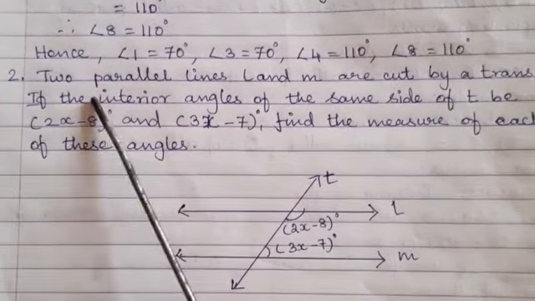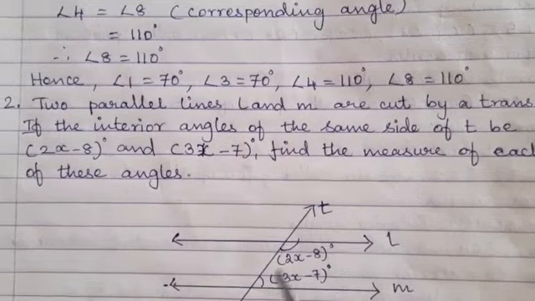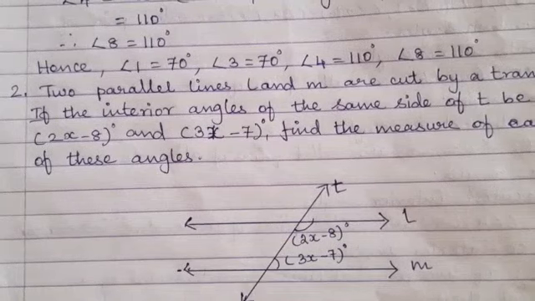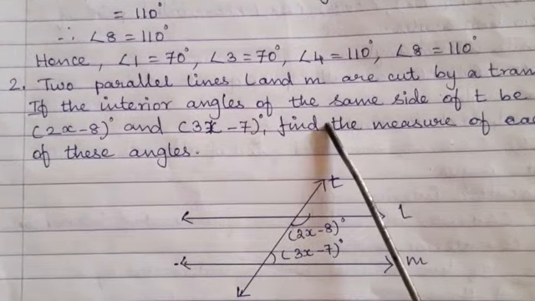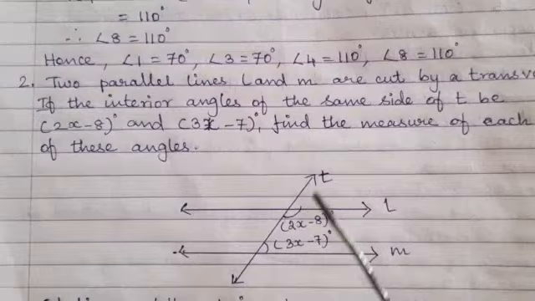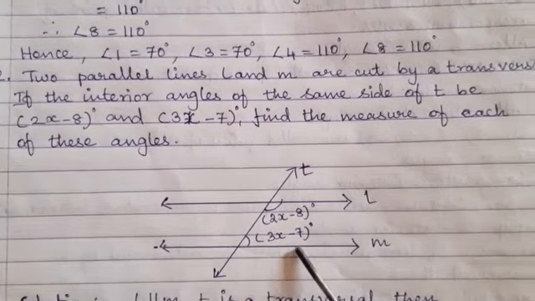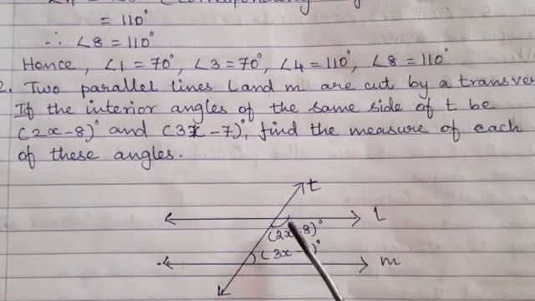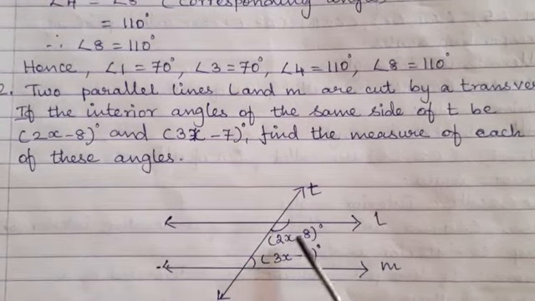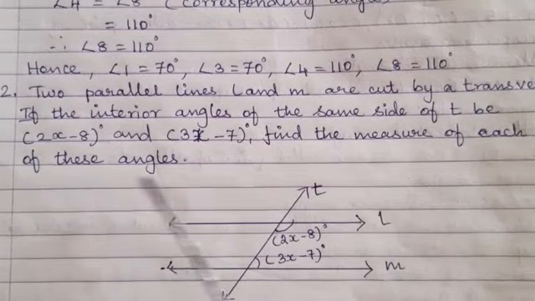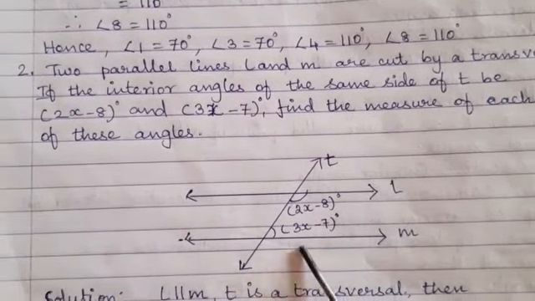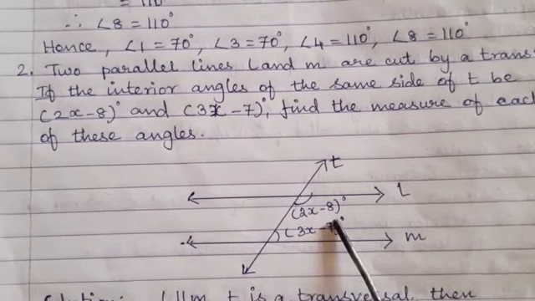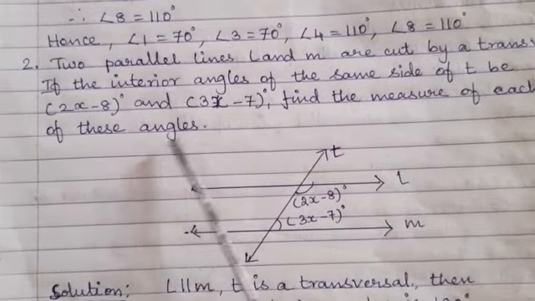Number 2. Two parallel lines L and M are cut by a transversal T. If the interior angles on the same side of the transversal, that means inside the parallel lines on the same side, are 2x minus 8 degrees and 3x minus 7 degrees. That is very important, same side, either this side or this side. I have written it on this side. First you have to mark all those things in the figure. Find the measure of each of these angles.